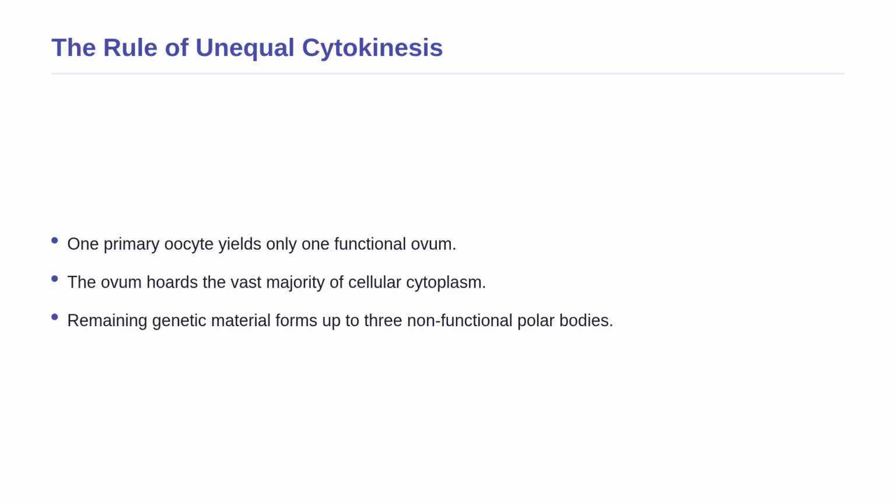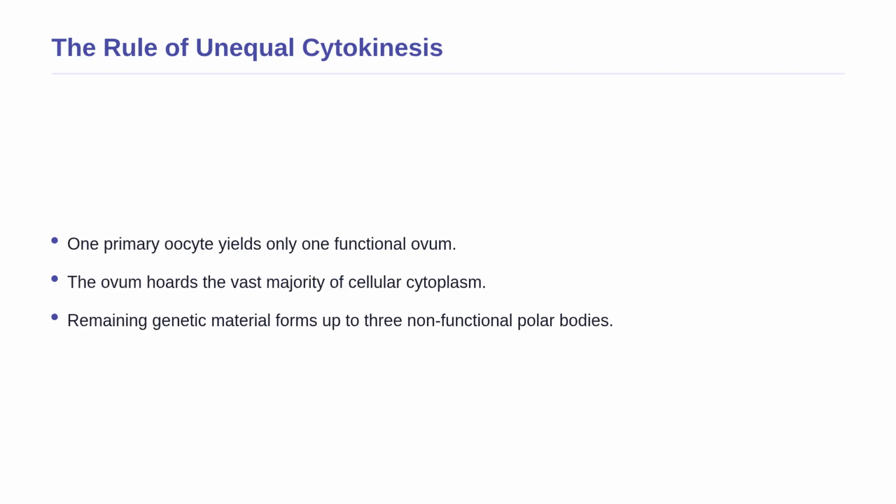So we've seen how the chromosomes are halved, which brings us to another unique biological rule of oogenesis: unequal cytokinesis. Why does this matter? Because it explains the physical size difference between the cells produced. Unlike spermatogenesis, which yields 4 functional sperm from one primary cell, oogenesis sacrifices quantity for quality. One primary oocyte yields only 1 functional ovum, hoarding the vast majority of the cellular cytoplasm.